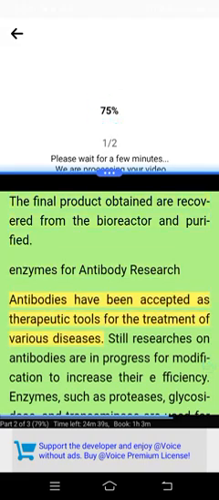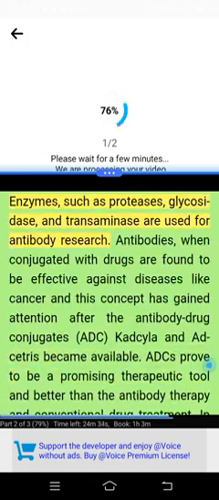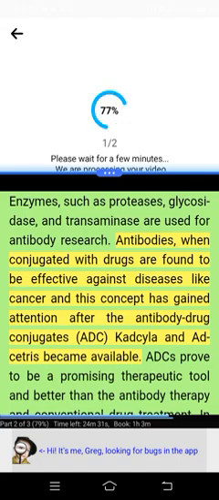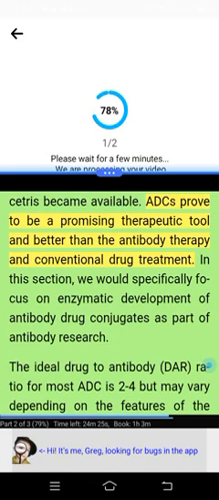Enzymes for antibody research. Antibodies have been accepted as therapeutic tools for the treatment of various diseases. Still, research on antibodies is in progress for modification to increase their efficiency. Enzymes such as proteases, glycosidase, and transaminase are used for antibody research. Antibodies, when conjugated with drugs, are found to be effective against diseases like cancer, and this concept has gained attention after the antibody drug conjugates (ADCs) Kadcyla and Adcetris became available. ADCs proved to be a promising therapeutic tool and better than the antibody therapy and conventional drug treatment.